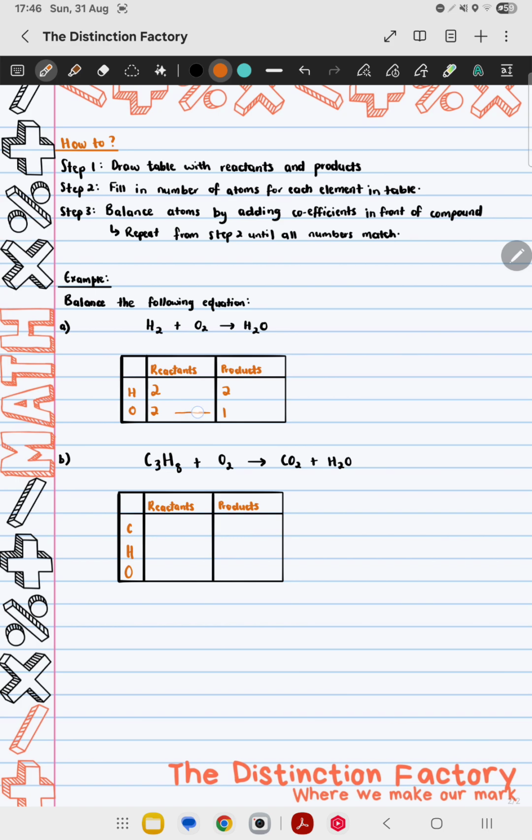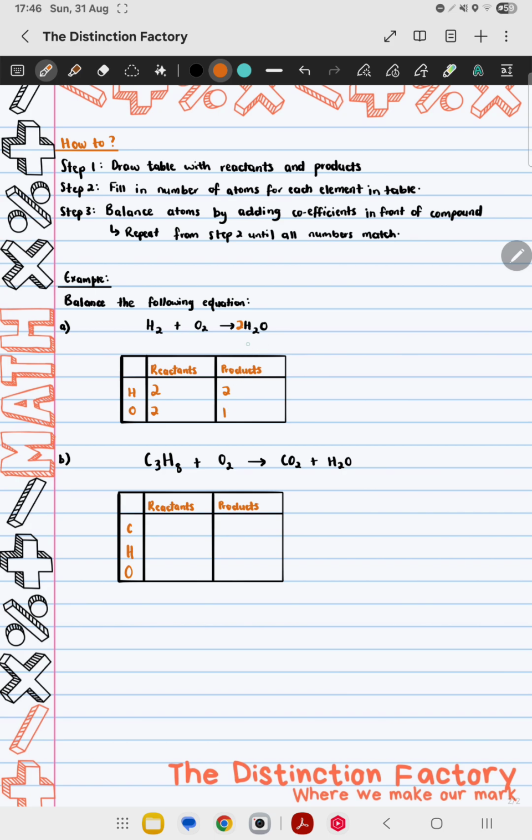So I need to get my oxygen from 1 to 2. I need to increase it. So I need to see what number must I multiply this by. If I multiply it by 2, then it will become 2 to match up with this side. So we're all good with that. And this now tells me my coefficient. So I'll go to my product side and put a 2 in front of the compound that has oxygen. And then we have to recount it.